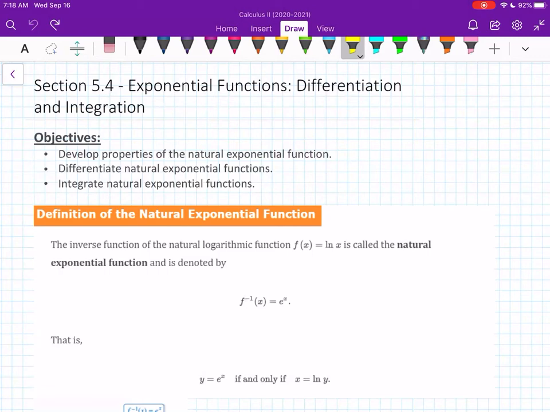The natural exponential function is the inverse of the natural log. So it is e to the x. y equals e to the x if and only if x equals the natural log of y. If you want to start abbreviating "if and only if" as IFF, you can do that. Sometimes it's put in quotes, sometimes it's not, but you're welcome to use that abbreviation.